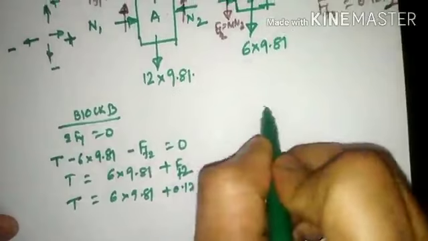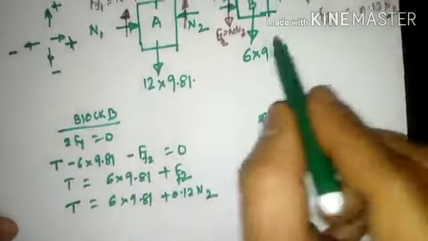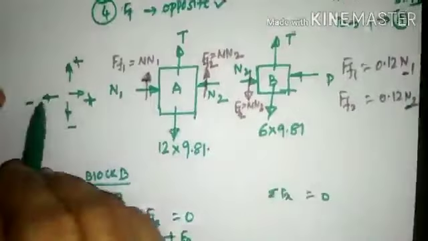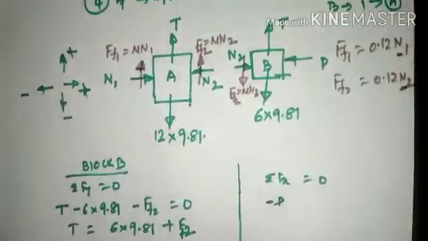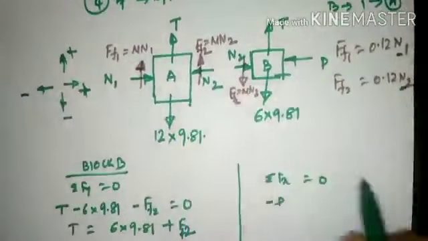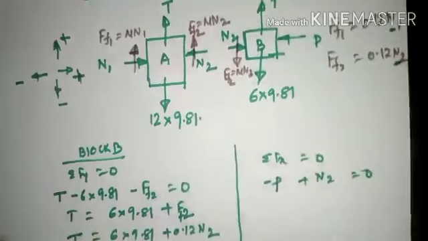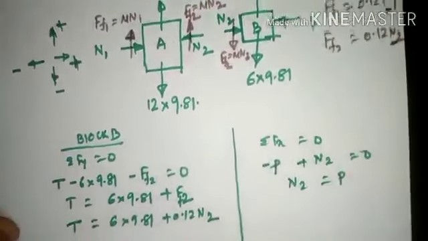Now we shall write down the equation for summation Fx equal to 0. For block B, P is towards the left hand side. A left hand side direction force is negative, so minus P. Then N2 is towards the right hand side, plus N2, that is equal to 0. So N2 shall come out to P. This will be the equation for N2 now.